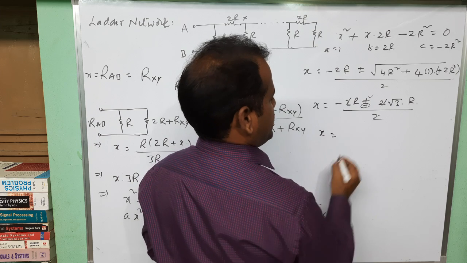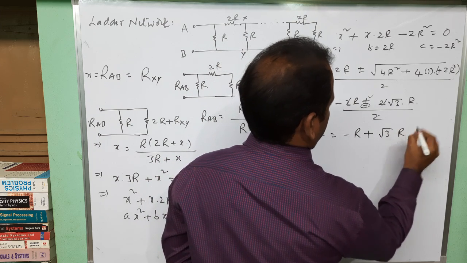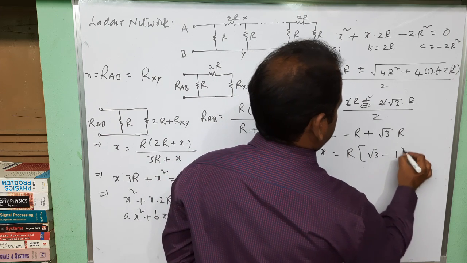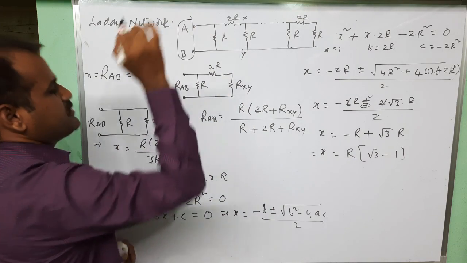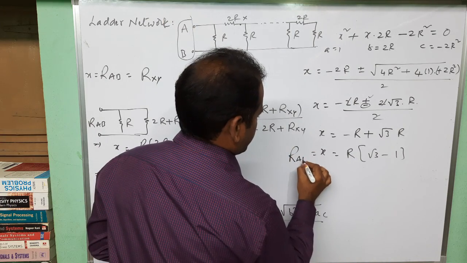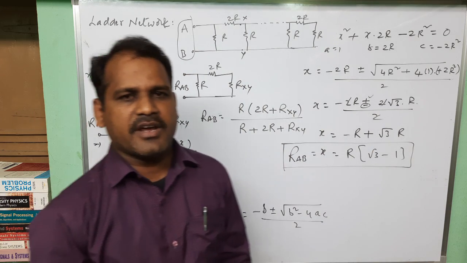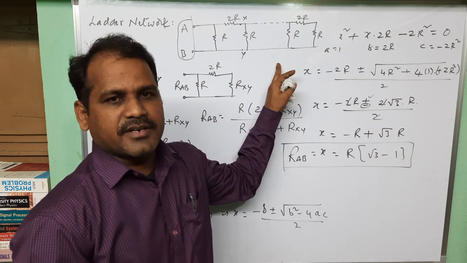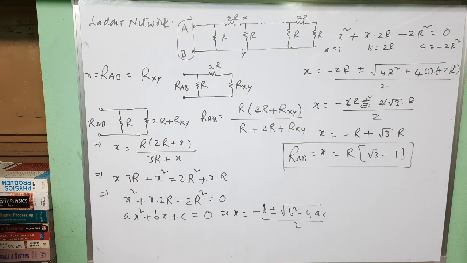So that x value is minus r plus root 3 r, or if you take r common, r times root 3 minus 1. This is the required resistance value across the terminals RAB. Like this, we can calculate the equivalent resistance of a given ladder network. For example, this kind of network was asked in the IIT 1987 paper. I'll show you the question asked in 1987.